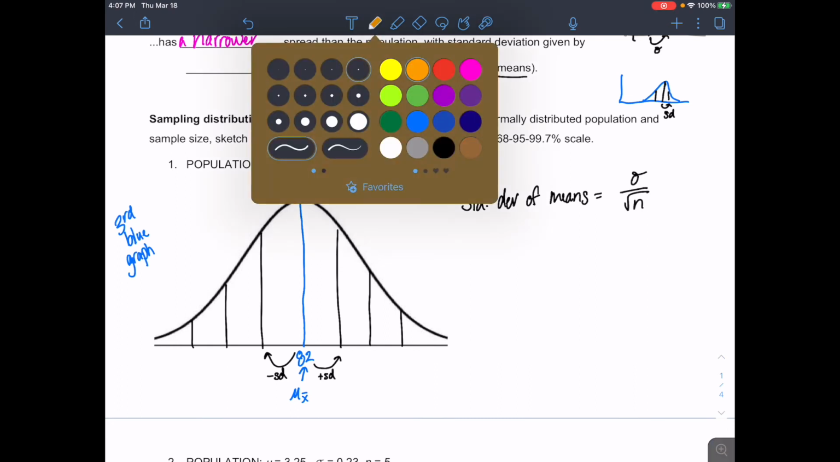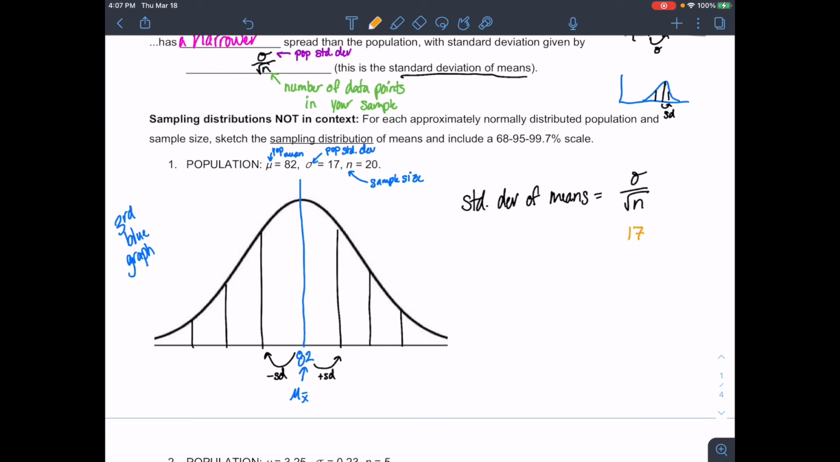So sigma we know is 17. N we know is 20, and now this is a value that I can plug into a calculator. So let's do that. In my calculator, 17 divided by square root 20, and I get 3.8013 and so on. I'm going to round to 2 decimal places and call this 3.80. So that is my standard deviation. On my normal curve that is my sampling distribution of means, that's the standard deviation that I'm going to add or subtract to get at each of these standard deviation marks.